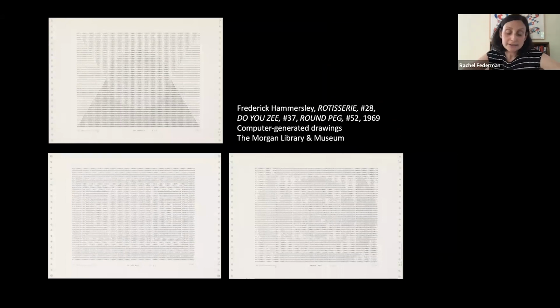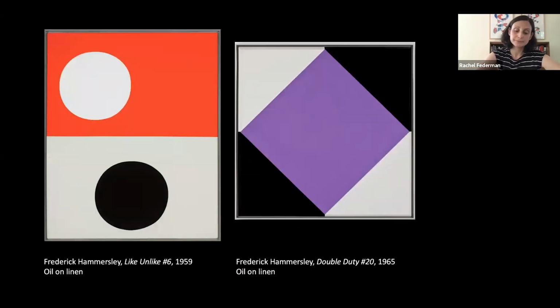Although Frederick Hammersley's transition to computers was less straightforward and less enduring than Molnar's, he too viewed computers as both a generative tool and one that was consistent with his existing practice. Hammersley began to make his computer drawings, as he called them, in 1969 while teaching at the University of New Mexico. He was nearly 50 years old and well established in his career as a painter.